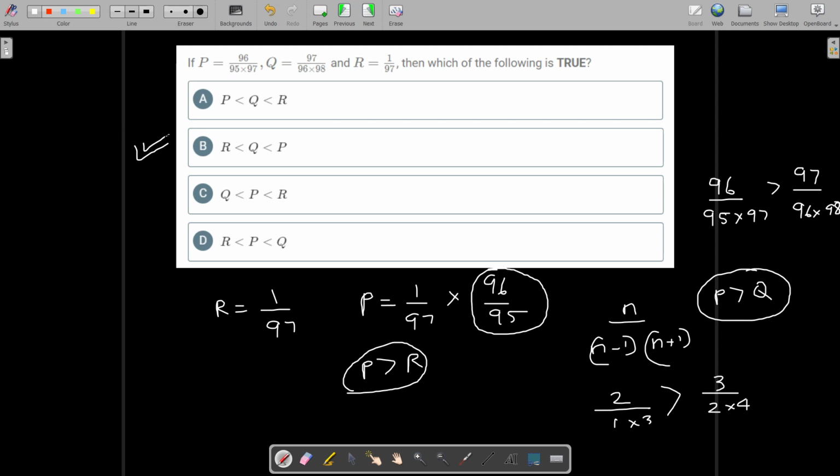It is very difficult in this question to compare between Q and R. They haven't asked to find that. You only need to find that P is greater than R and P is greater than Q for this question. This was a very difficult question. Moving on to the final topic.